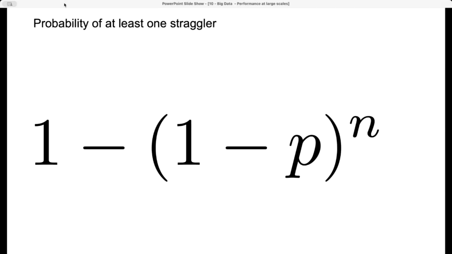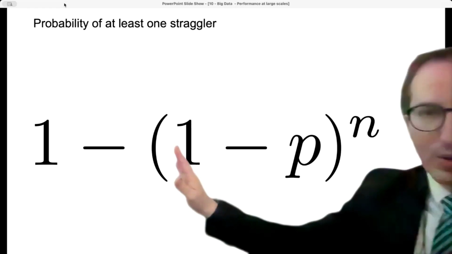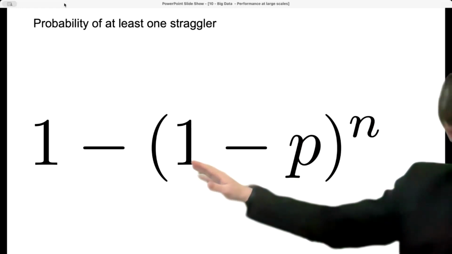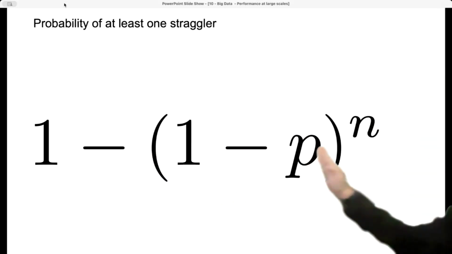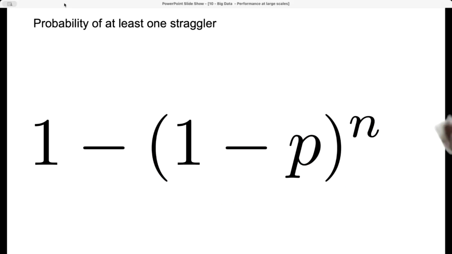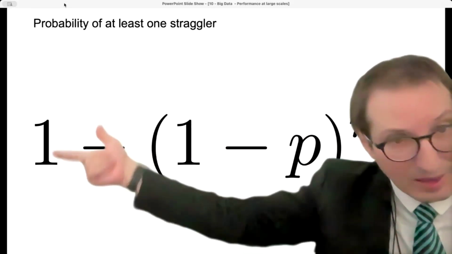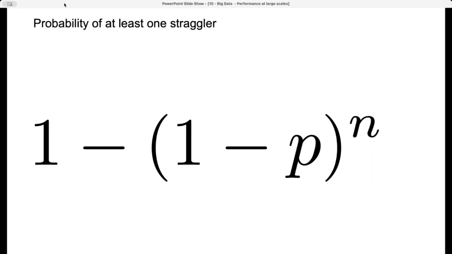So we need to take the conjunction of the complement. It's just the magic of logic, right? When you take the disjunction, it's like the complement of the conjunction of the complements. So basically, 1 minus p is the probability that it doesn't take more than 1 second. This is the probability it never takes more than 1 second. That's a conjunction, and then that's the probability it at least once takes more than 1 second. Who agrees with that formula? Right? So this is high school math, I told you.